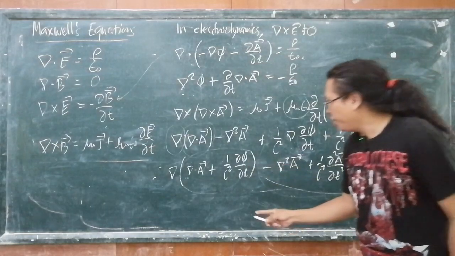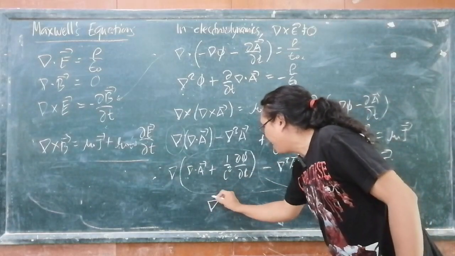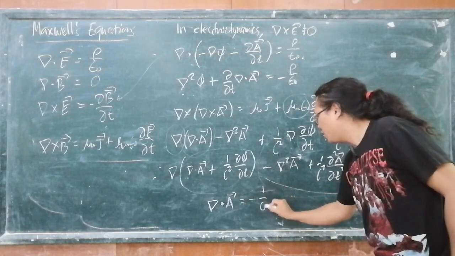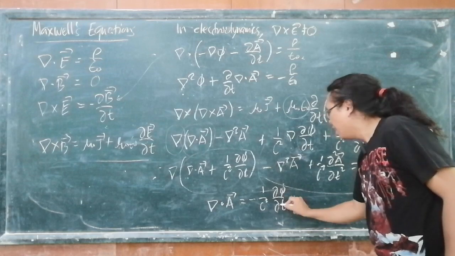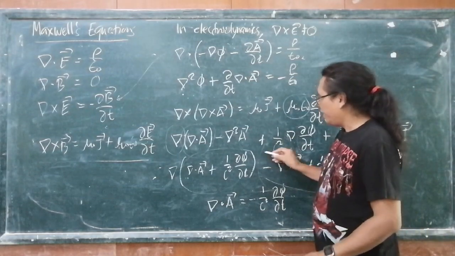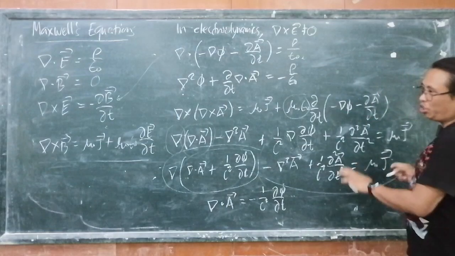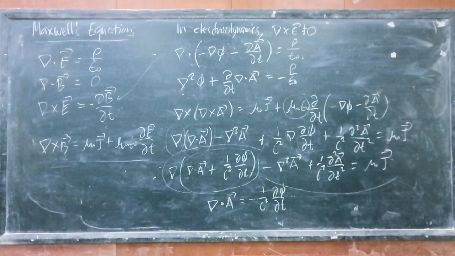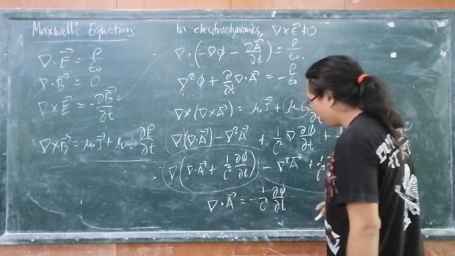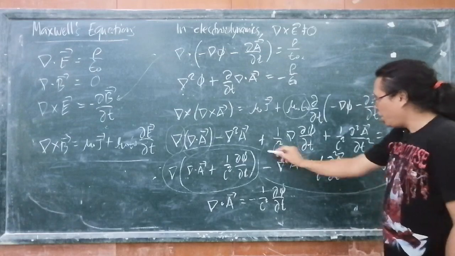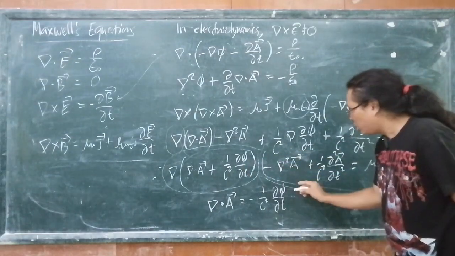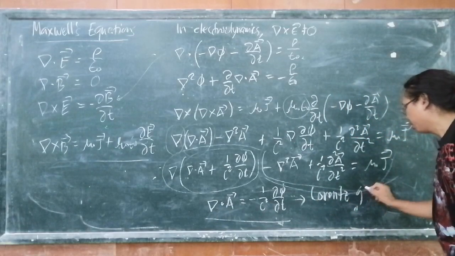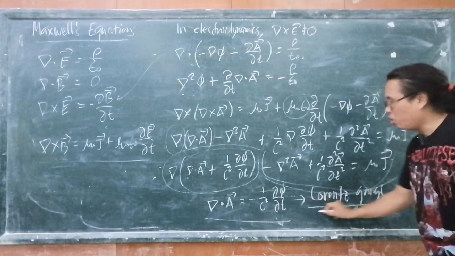And in fact, what do we have here? We want to impose that del dot A equals minus 1 over c squared partial phi over partial t. By imposing this, this now becomes 0. So the modified Ampere's law becomes only this equation here, because this is 0. And this gauge is what we call the Lorentz gauge. This is the Lorentz gauge.